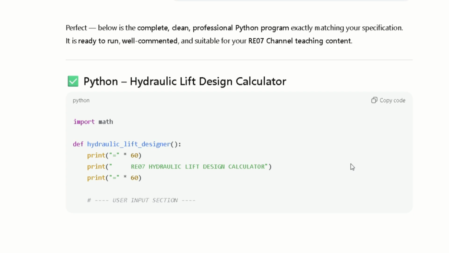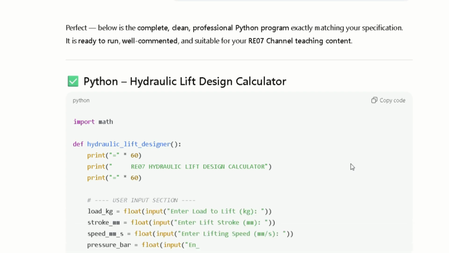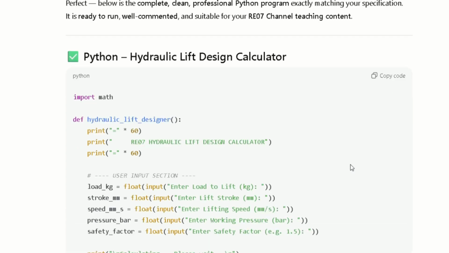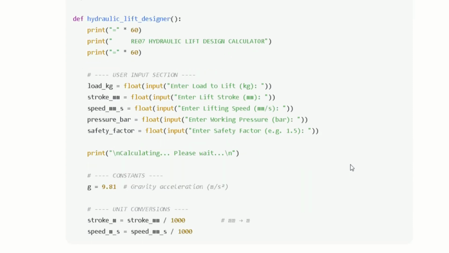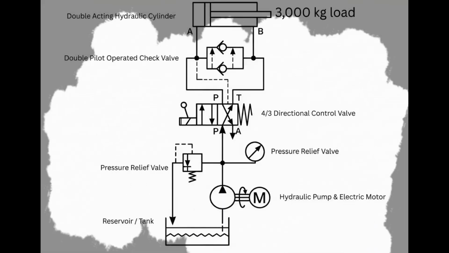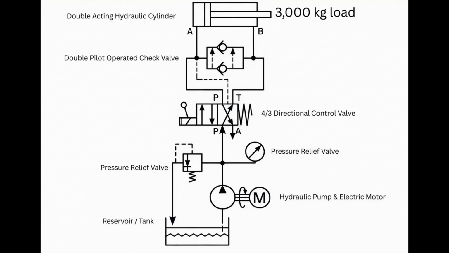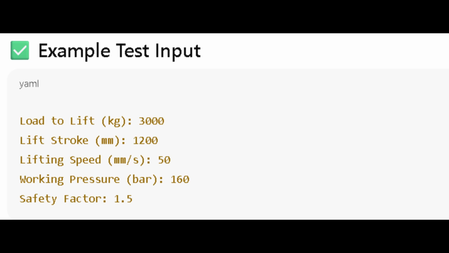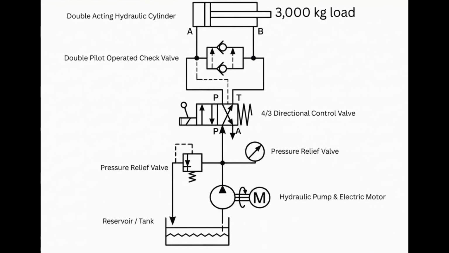Before writing any code, we must understand what we are designing. Our goal is to create a hydraulic lifting system that can raise a heavy load vertically. In our example project, the load is 3,000 kilograms, but in hydraulic design, knowing the load alone is not enough. We must also define how high the load must be lifted, how fast it should move, what pressure we will use, and how safe we want the system to be. Once we know these inputs, we can calculate the required cylinder size, pump flow rate, and motor power. This is exactly what our Python program will do automatically.